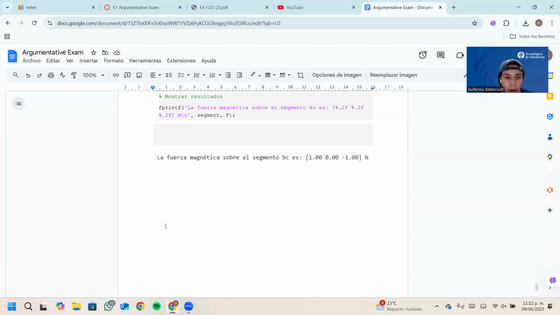The length vector L is computed by subtracting the coordinates of the segment endpoints. And then the magnetic force is calculated using the formula force is equal to current times the cross product between length and magnetic field, where I is the current, B is the magnetic field, and the result is displayed in the console.